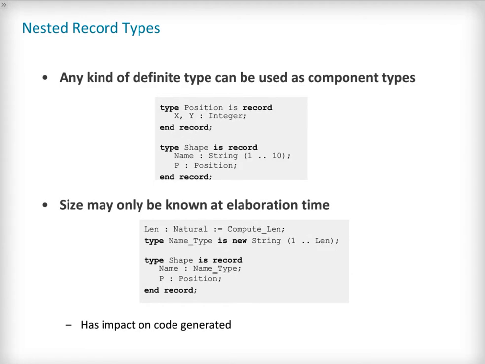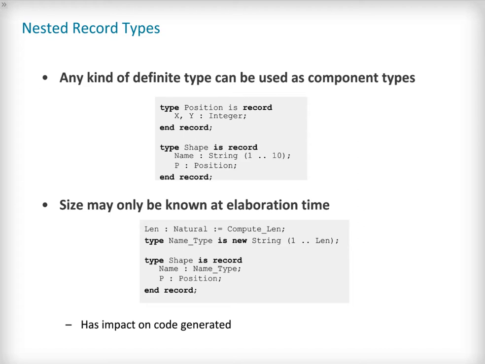It is possible to use another composite data structure to type a component within a record. So in this example here, shape contains two fields, name and p. Name is an array, it's actually a string constrained between 1 and 10, and p is an instance of position, which itself is a different record declared earlier.